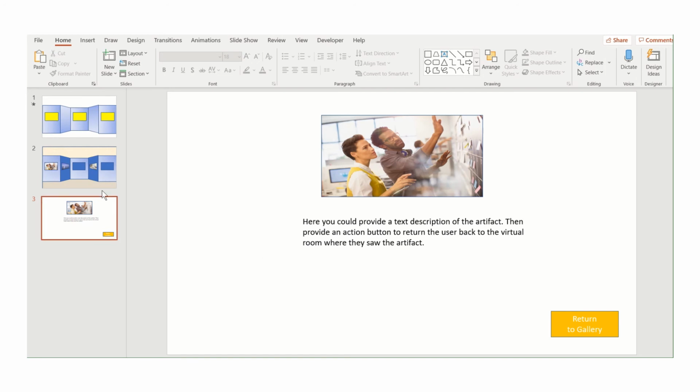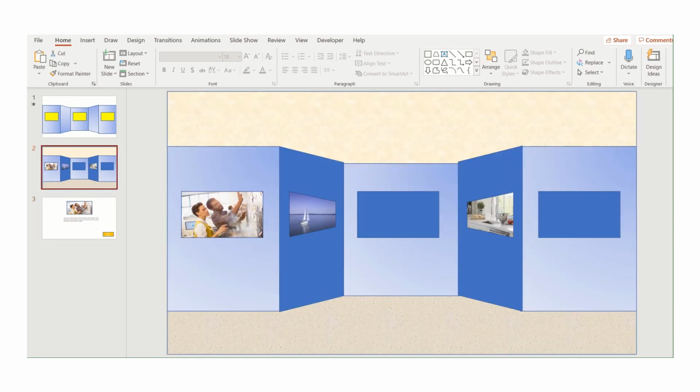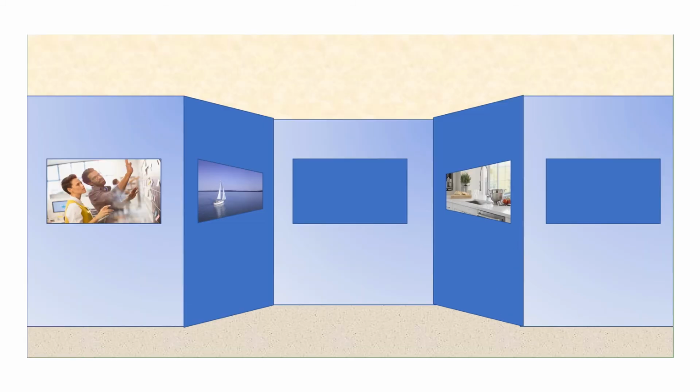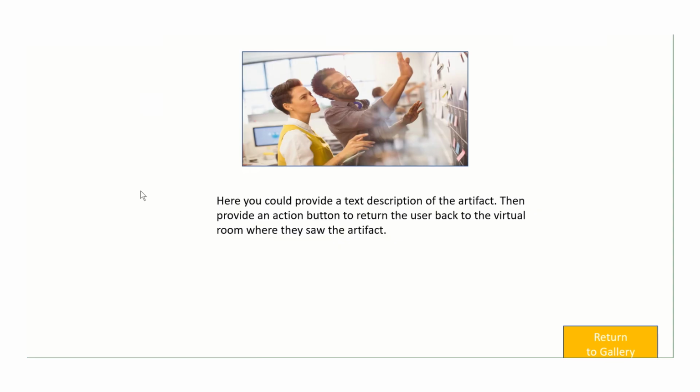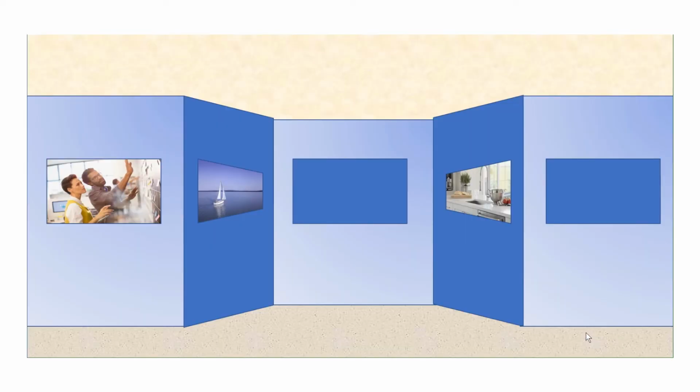And now, to see this work, when I run the show, the user would come through and say, okay, I'm seeing all these different artifacts. I'm going to click on this one, and they'll go and view more information about this, and then they'll click on Return to Gallery.